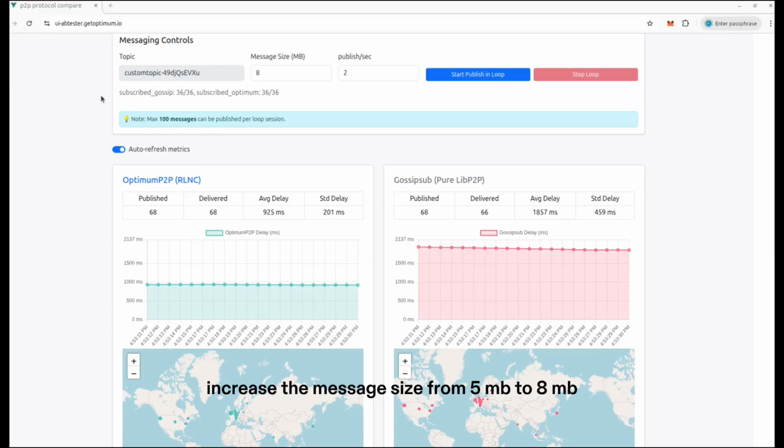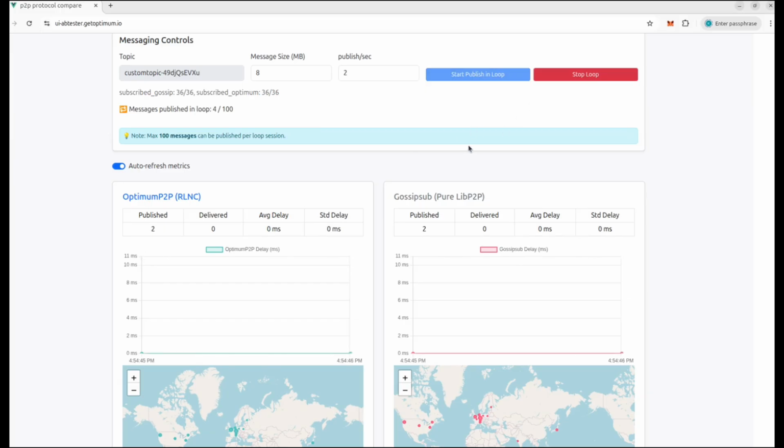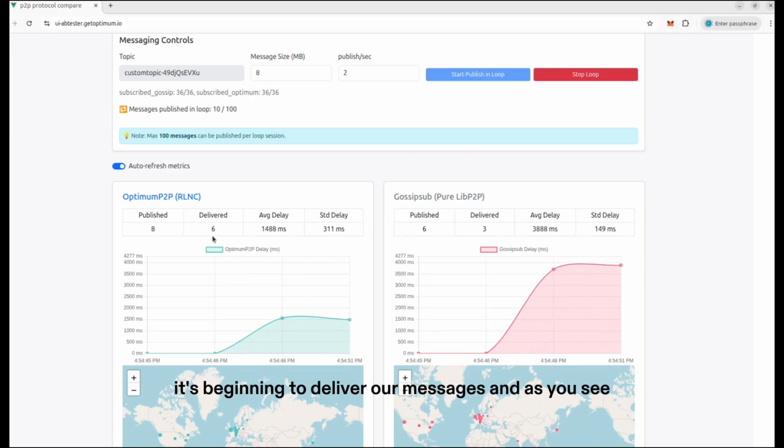We increase the message size from 5 MB to 8 MB, and we also double the rate of publishing. That means every second, 2 messages will be published from 2 randomly picked nodes around the world. So let's start the experiment. And as you see, it's beginning to deliver the messages.